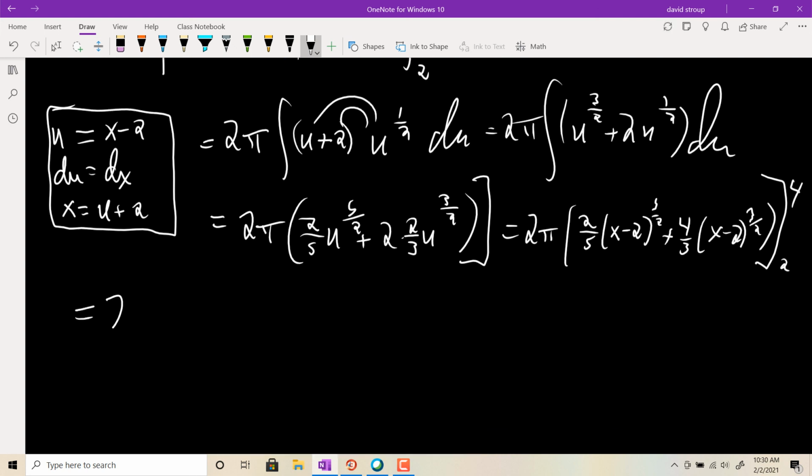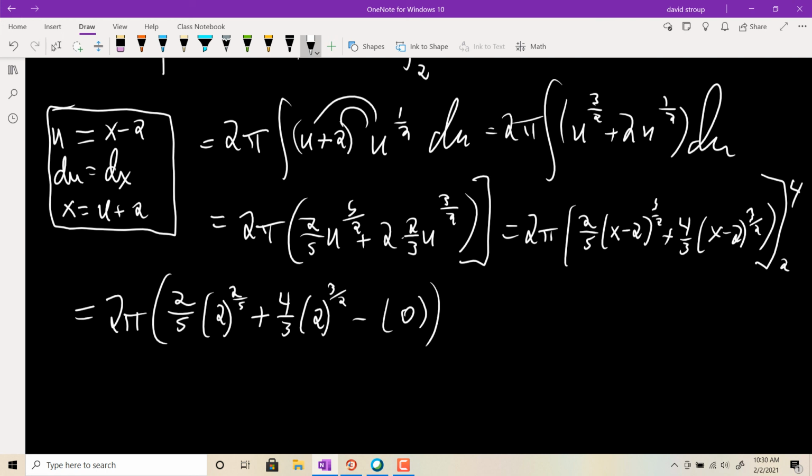Okay. So this will be 2 pi times 2/5 times (4 minus 2), which is just 2 to the 5/2, plus 4/3 times (4 minus 2) to the 3/2, which would be 2 to the 3/2, minus that whole thing. If you plug in 2, you'll have 2 minus 2's in there, which will be zeros. So that whole second part will just end up being 0. Then we needed to do some simplification. I'm going to write it in terms of roots and pi.